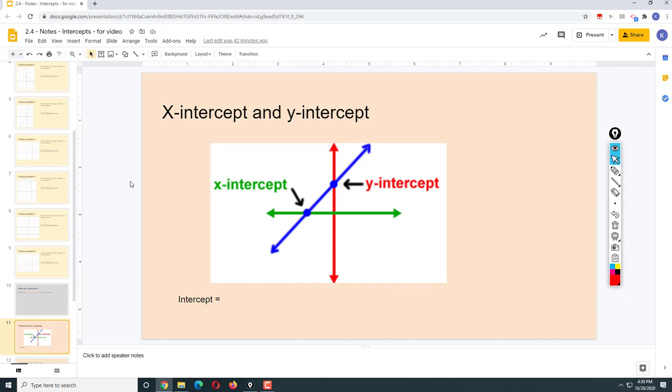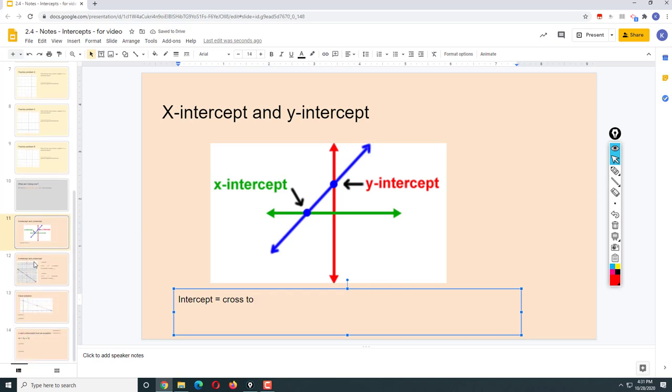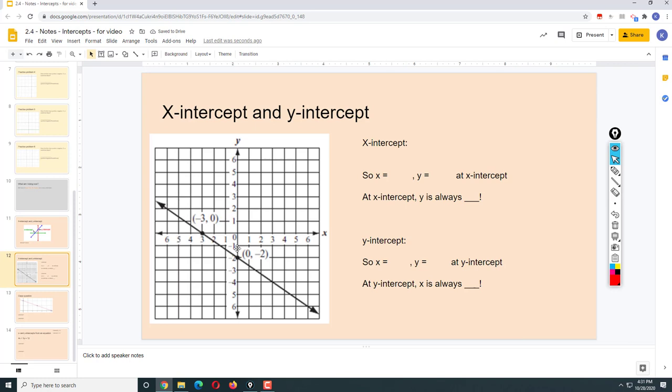Next we have intercept. The word intercept means to cross, to go past something. In math, here we have a line. It's intercepting, it's crossing our x-axis at x equals negative 3. So we can say that the intercept is negative 3. You can also say that the intercept is at negative 3, 0. Again, our convention is we usually say x first and then y.